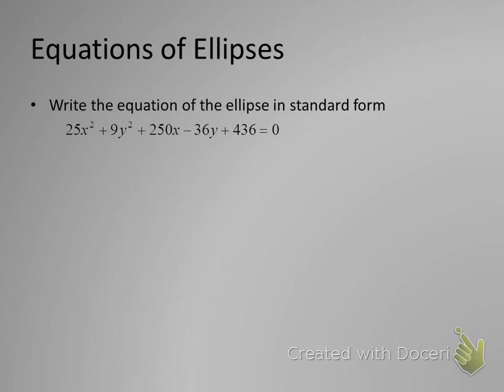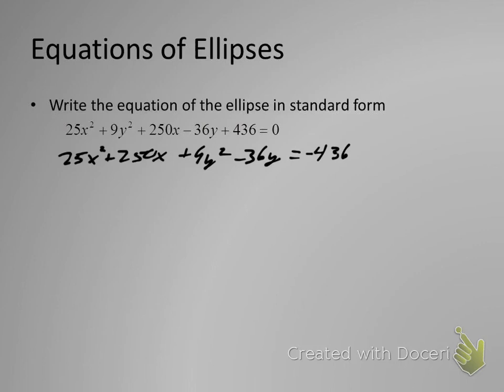Alright, this is a basic type of problem. This is the third type. It's not bad. Group your x's, group your y's. We're going to set up completing the square. Alright, so 25 x squared plus 250x plus 9y squared minus 36y equals a negative 436. I didn't leave space this time because what do I have to do next? You got to factor out some GCFs, okay?